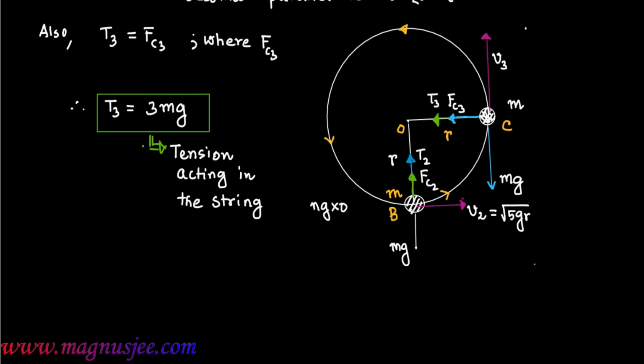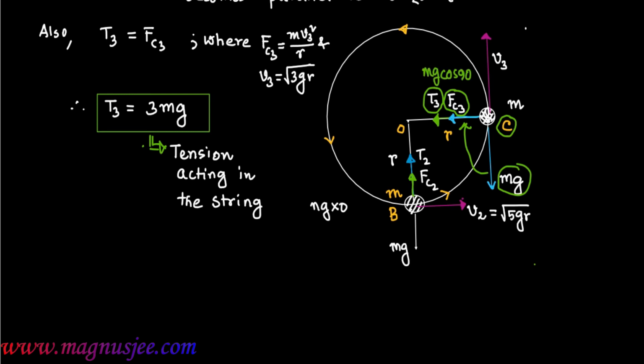T3 equals Fc3, where Fc3 equals mv3 square by r and v3 equals root over 3gr. From that we can prove that T3 equals 3 mg, which is the tension acting in the string. Now T3 is the tension which supplies the necessary centripetal force Fc. The component of mg in the horizontal direction is mg cos 90 degrees. That's why T3 equals Fc3.